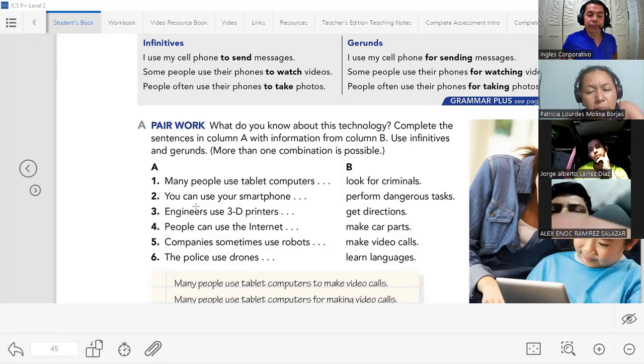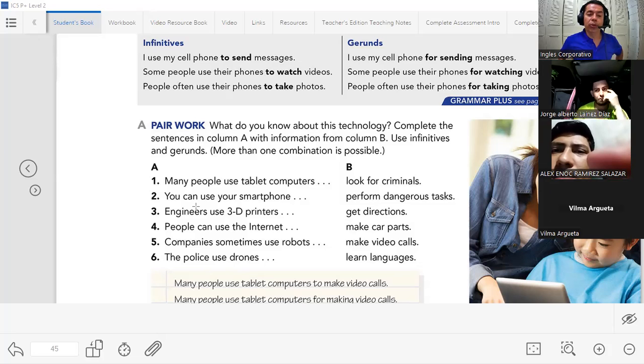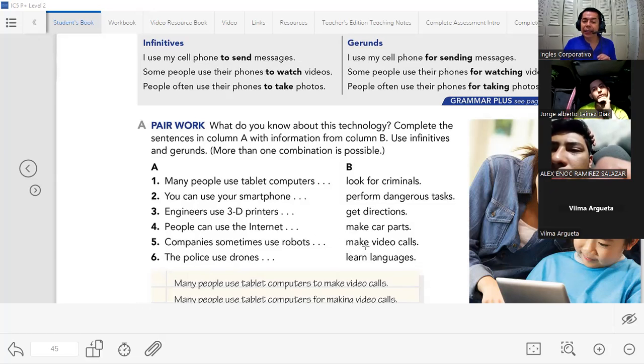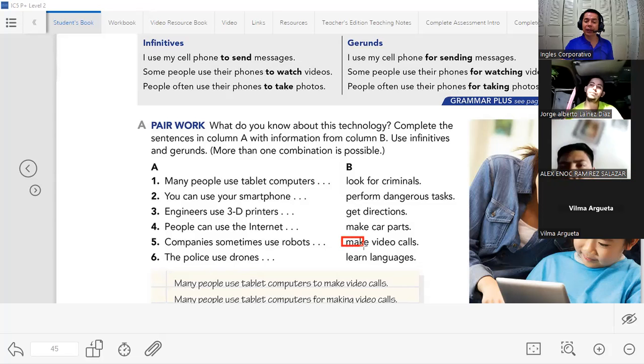Number two, you can use your smartphone for? Maybe make video calls. But in this case, Vilma, instead of saying make, remember that after a preposition, for example for watching, for taking, I need you to use -ing on the verb make. Making? Uh-huh. Making video calls. Okay, thank you.